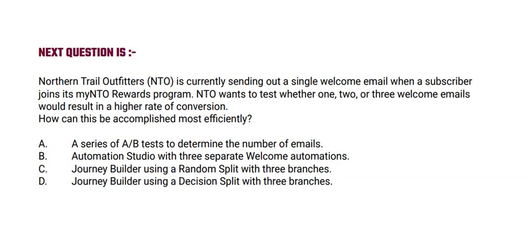Options are: option A, a series of A/B tests to determine the number of emails. Option B, Automation Studio with 3 separate welcome automations. Option C, Journey Builder using a random split with 3 branches. And option D, Journey Builder using a decision split with 3 branches. The correct option is option A.